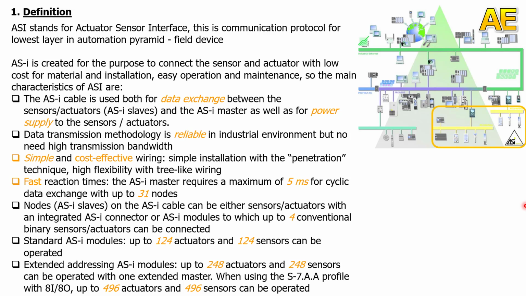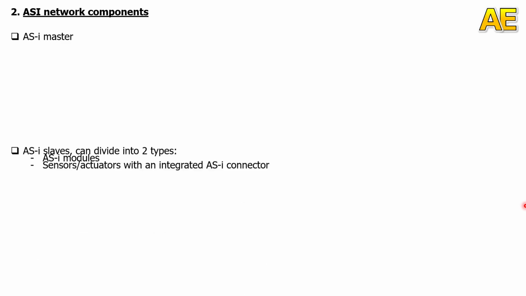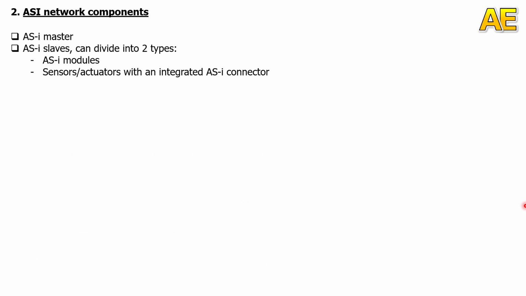Okay, that's the definition. So next we come to the ASI network components. In the ASI network we have a total of 10 components here. First is the ASI master. Second is the ASI slave. We can divide it into 2 types. First is the ASI module. The second is a sensor or actuator with an integrated ASI connector.